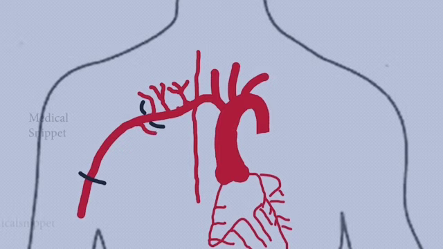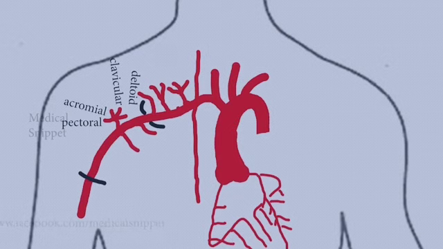The first part gives rise to one branch called superior thoracic artery. The second part gives rise to two branches: thoracoacromion artery and lateral thoracic artery. Thoracoacromion artery splits into four branches: pectoral, acromial, clavicular, and deltoid.